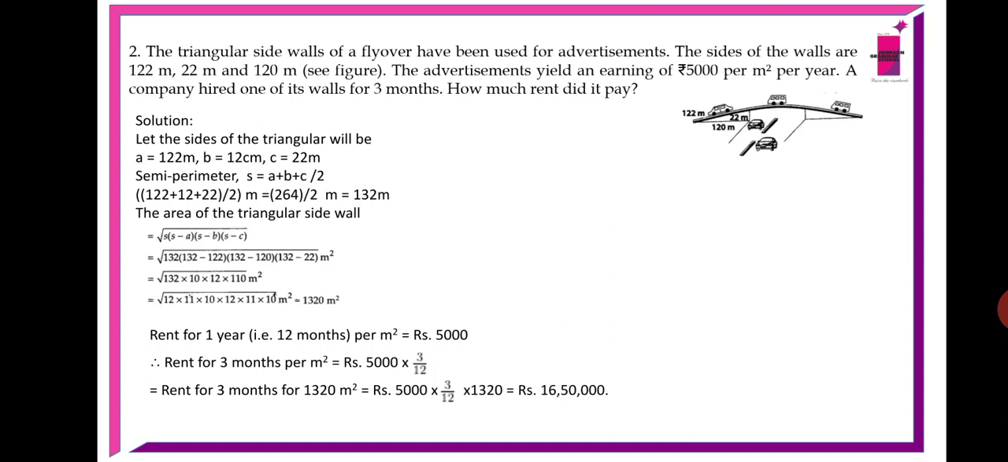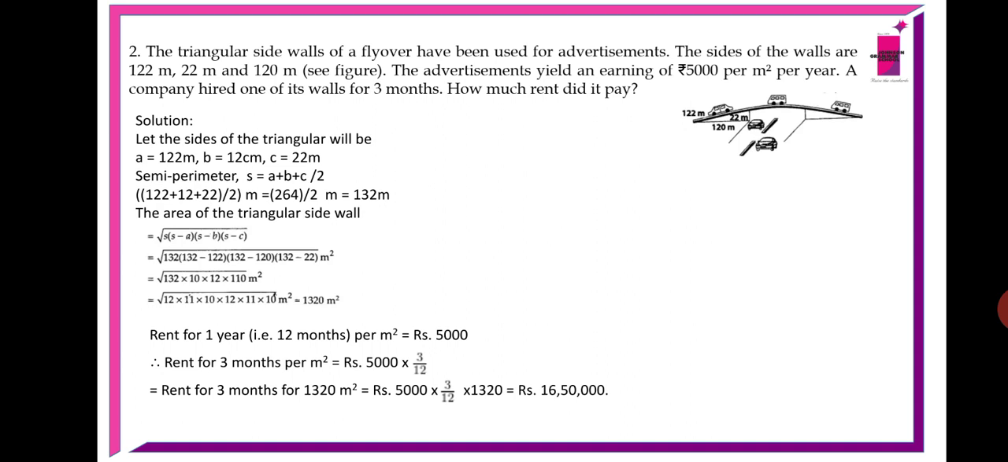Let the sides of the triangle be a equal to 122 meters, b equal to 120 meters, c equal to 22 meters. Semi-perimeter s equal to a plus b plus c by 2, that equals 132 meters. The area of the triangular side wall, using Heron's formula, is under root of s into s minus a into s minus b into s minus c, that equals under root of 132 into 132 minus 122 into 132 minus 120 into 132 minus 22 square meters.